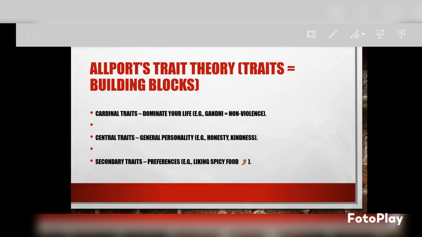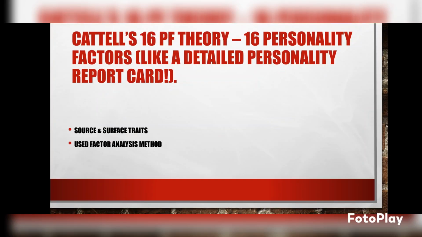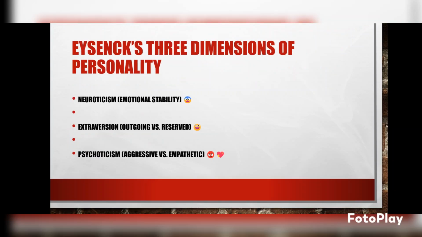Comes the trait theory. Traits are building blocks of personality, and Allport has talked about the trait theory in detail. He has talked about 3 types of trait: cardinal trait, central trait, and secondary trait. Next is Cattell 16PF. He has divided traits into source and surface trait using factor analysis method. Next is Eysenck's theory, which talks about neuroticism, extroversion, and psychoticism.